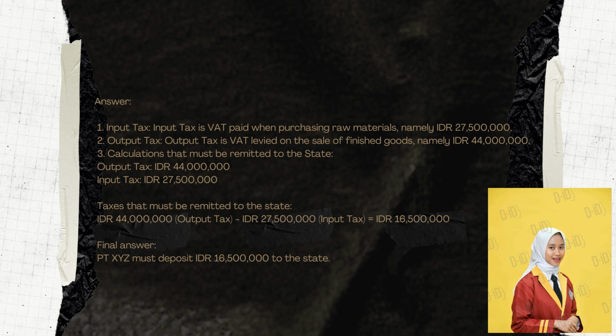Input tax, IDR 27,500,000. Taxes that must be remitted to the state: output tax, IDR 44 million, minus input tax, IDR 27,500,000, equals IDR 16,500,000. Final answer: PT XYZ must deposit IDR 16,500,000 to the state.